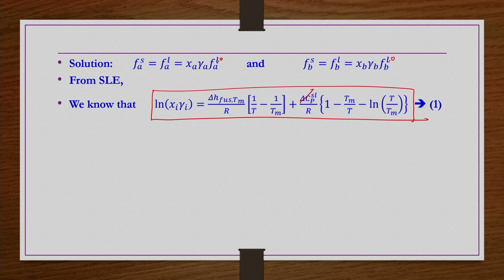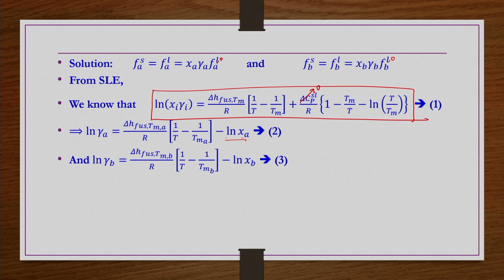It is said that this delta Cp SL is negligible or neglected, that is what is given in the statement. So, this part can be ignored. Now, if you write this equation for two components, component A and component B: ln Xa gamma A is equal to delta H fusion at Tma by R multiplied by (1 by T minus 1 by Tma). Whatever ln Xa gamma A is there, we can write as ln gamma A plus ln Xa. So, that ln Xa, if you bring it to the left hand side, we have minus ln Xa.